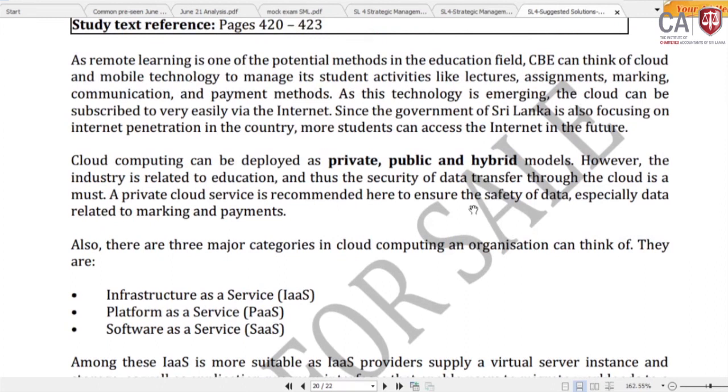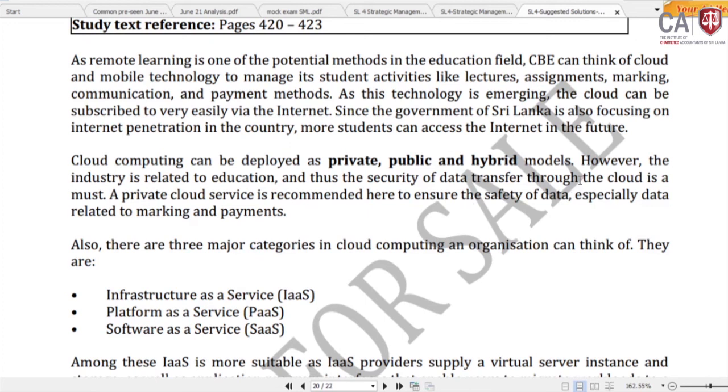So what he is telling, right, cloud computing can be deployed as private, public and hybrid model. However, the industry is related to education, and thus the security of data transfer through the cloud is a must. A private cloud is recommended here to ensure the safety of data, especially data related to marketing and payment. Yes, private cloud is recommended. That is the conclusion we also made.